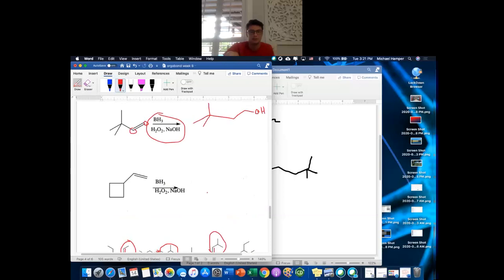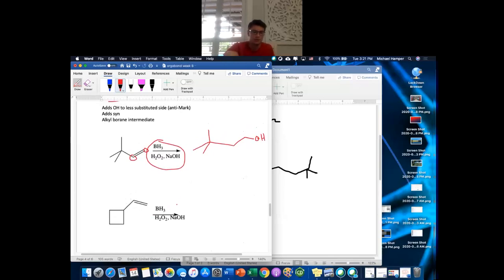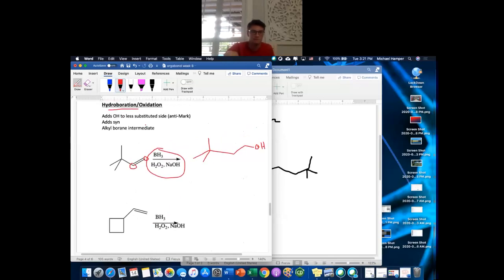All right, so without going through the big mechanism, you should be able to see that. Again, you're given the BH3, you know that it's going to be hydroboration, and therefore you know that your OH is going to be added to the less substituted side. And so the product for this will be like that.